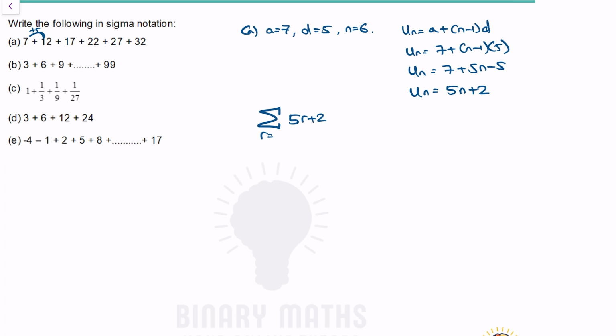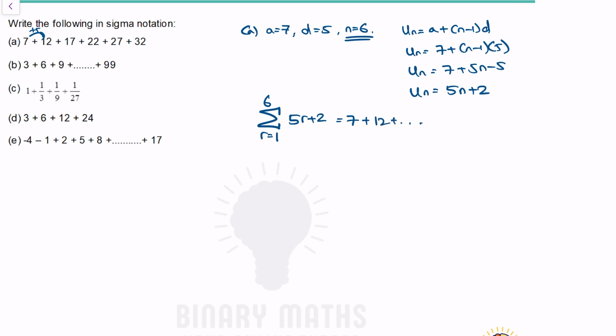And the first number we substitute in is 1. And because we want 6 values, obviously then r must go up to 6. And let's check that it works. If I get 5 times 1 plus 2, I get 7. 5 times 2 plus 2 is 12.